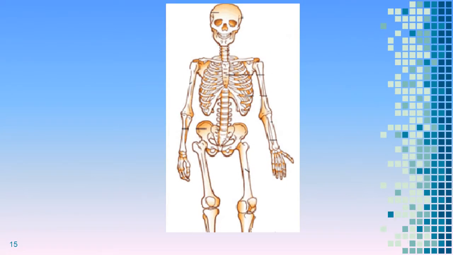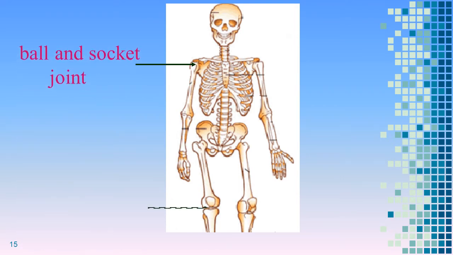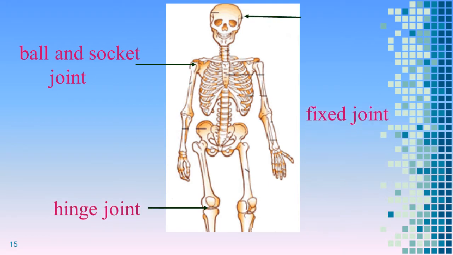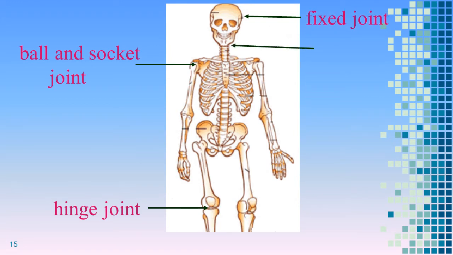So here we have the four types of joints: ball and socket joint, hinge joint, fixed joint, and pivot joint.